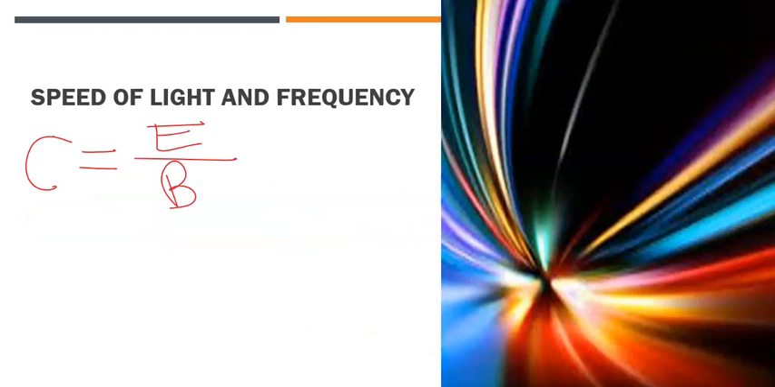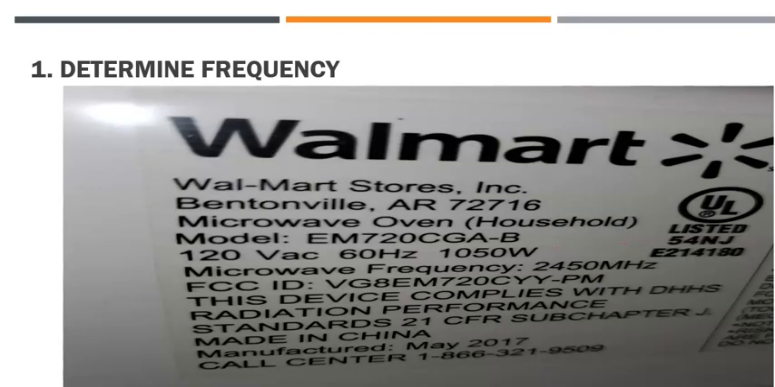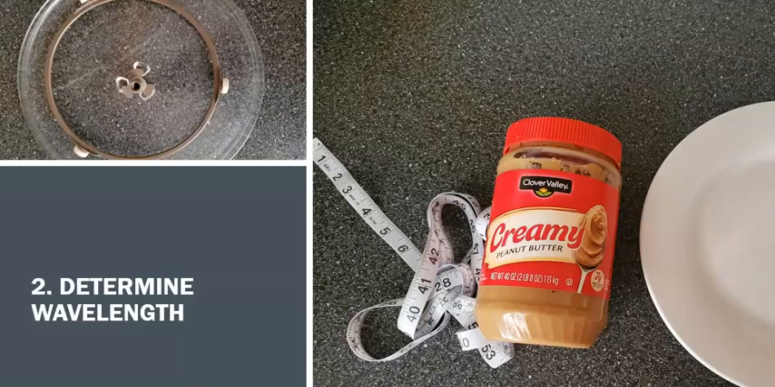We just related the speed of light to electric and magnetic fields, but it can also be related to the product of the wavelength and frequency. In this experiment, the frequency will be given by the microwave, and the wavelength will be determined after warming the material in the microwave. The frequency of my microwave at home is 2,450 megahertz, and this is the frequency that will be used in the calculations. It then came time to determine the wavelength.